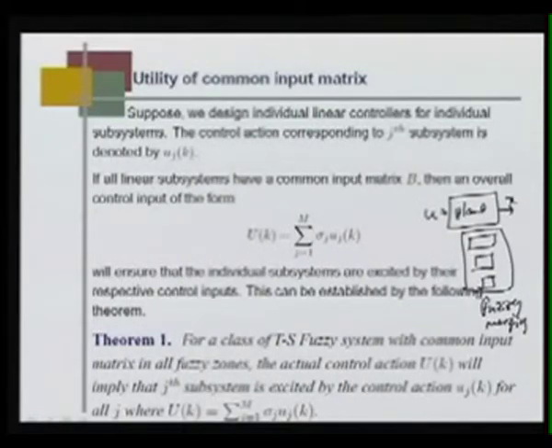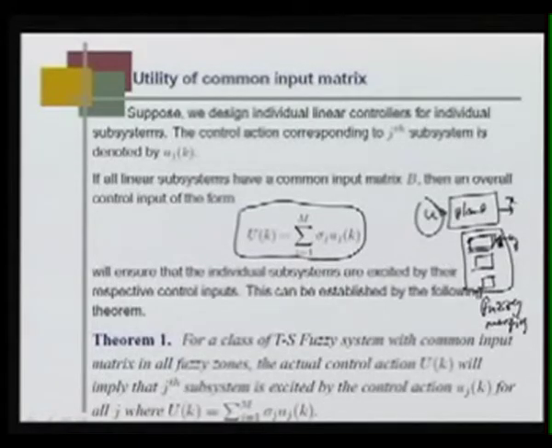So, controlling this means I give to the plant only u. So, obviously my input to this subsystem also should be u, but instead what I have done, I have stabilized this by giving an input u_j, but I cannot give this u_j to the plant, the plant is given u. But I can compute this u in terms of u_j using this formula. It says that if I have a common input matrix for all the subsystems, then such a control action u(k), which is written in terms of individual control actions u_j, implies that individual subsystems are excited by u_j(k). So, this is a theorem.